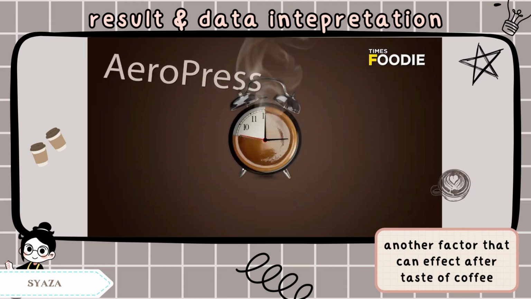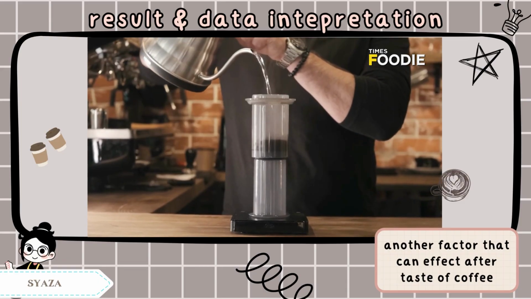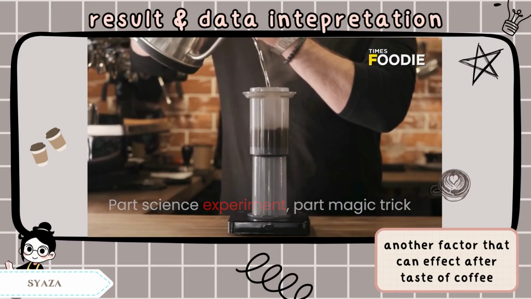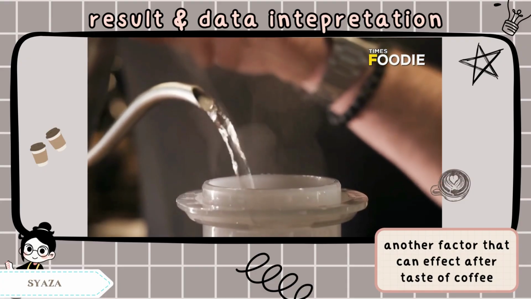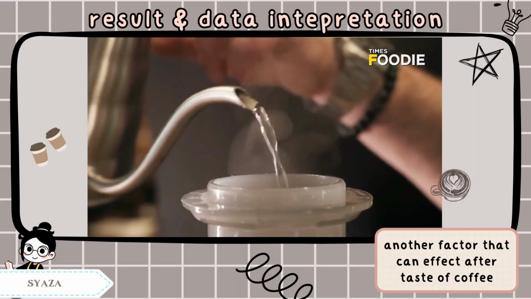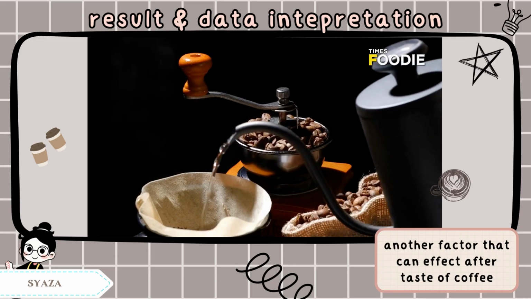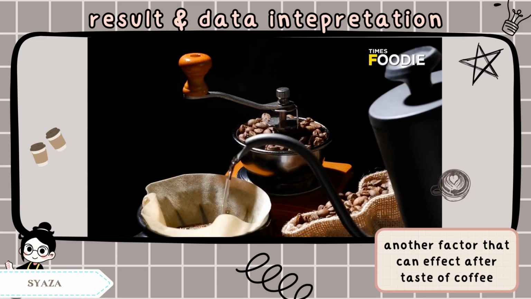Number 4, AeroPress. Fourth on the list is the AeroPress, part science experiment, part magic trick. Coffee grounds, hot water, a quick stir, and then press. You can brew a strong shot like espresso or dilute it like an Americano. It's fast, portable, and easy to clean, making it ideal for travel or office coffee breaks.